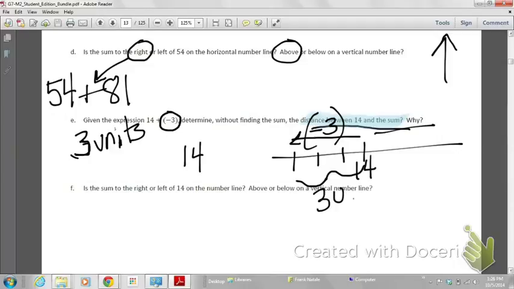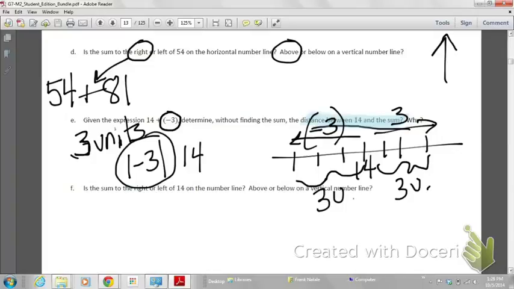Now even if we added 3, we would still be moving, our distance would still be 3 units. So this second addend, it doesn't matter if it's positive or negative, because we are looking at, remember what we called this, the absolute value. So we look at that negative 3, and the absolute value of that number is 3. So yes, the answer there is 3 units.